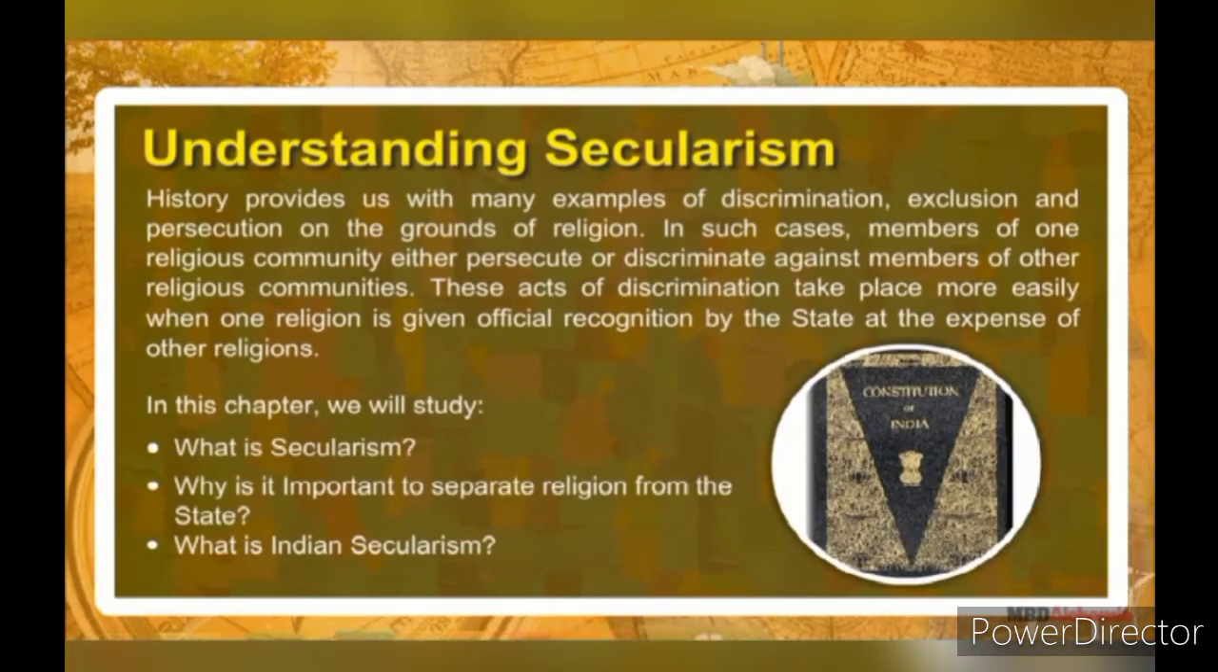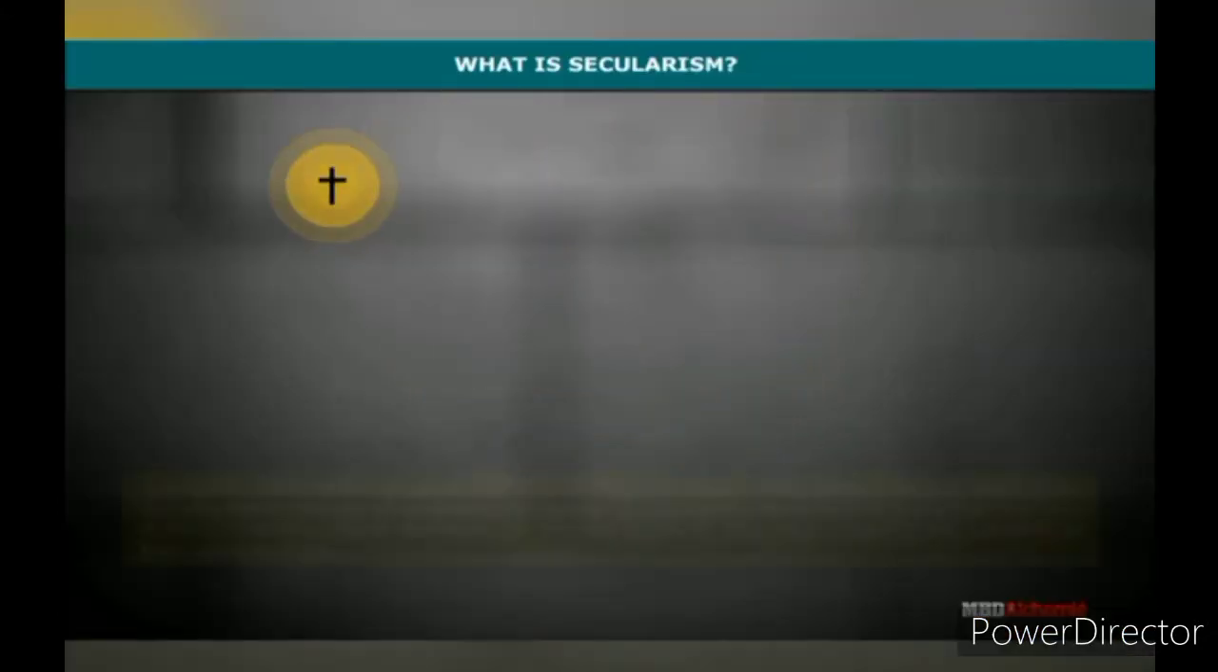History provides us with many examples of discrimination, exclusion, and persecution on the grounds of religion. In such cases, members of one religious community either persecute or discriminate against members of other religious communities. These acts of discrimination take place more easily when one religion is given official recognition by the state at the expense of other religions. In this chapter, we will study what is secularism.